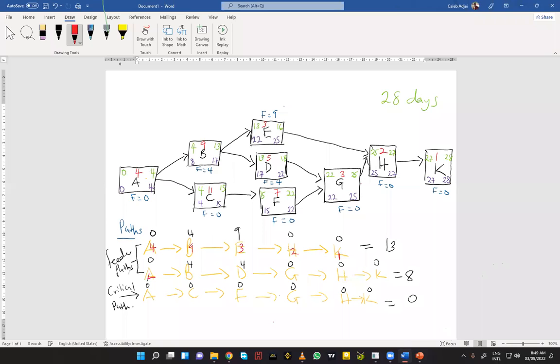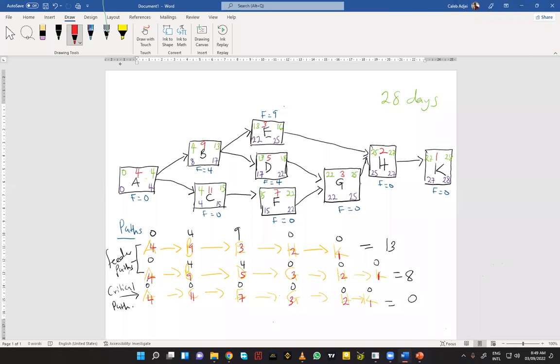A 4, B 9, D will last for 5 days. Activity G will last for 3 days. Activity H will last for 2 days, and activity K will last for 1 day. Activity A 4, C 11, F 7, G 3, H 2, K 1.